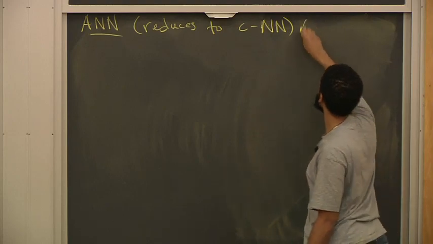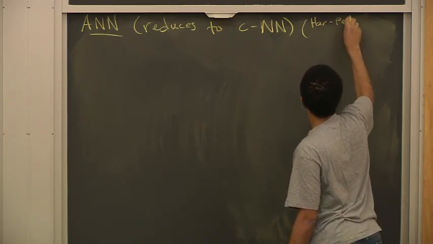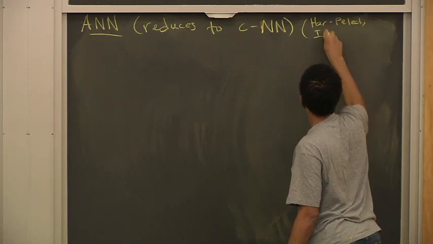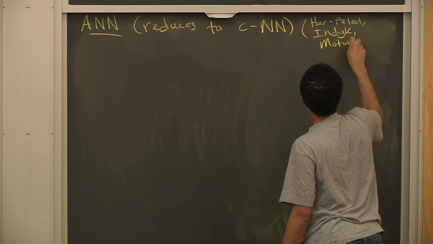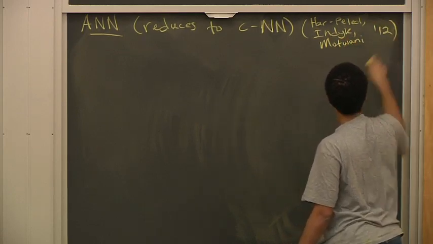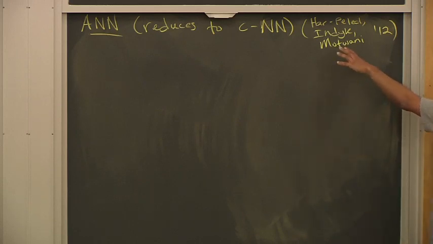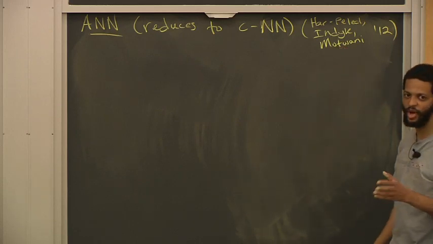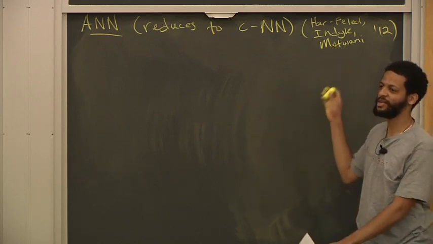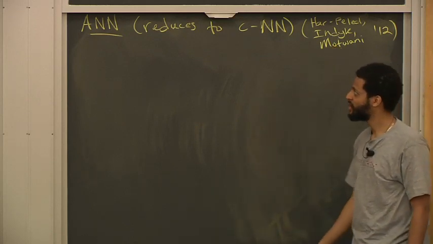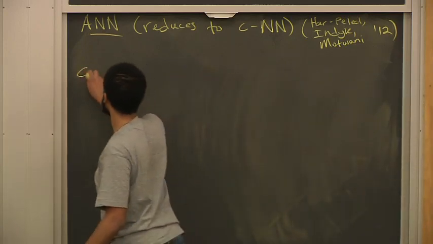This reduction, you can find it, for example, in the paper by Har-Peled, Indyk, and Motwani in 2012. Actually, the original reduction was a paper by Indyk and Motwani in '98. They had some complicated one. Har-Peled later had a simpler one, and then the journal version has, I think, an even simpler one.